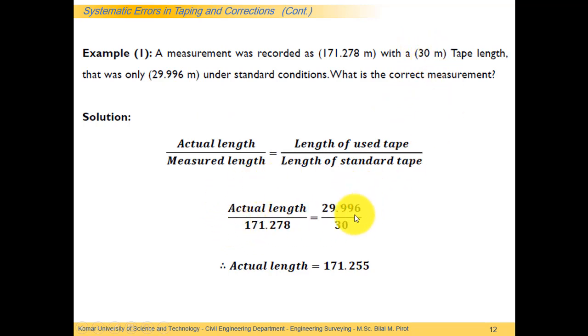As you see, only one variable exists in this formula, so we can find that the actual length is 171.255 meters. So this is the actual length of the line that we had measured.